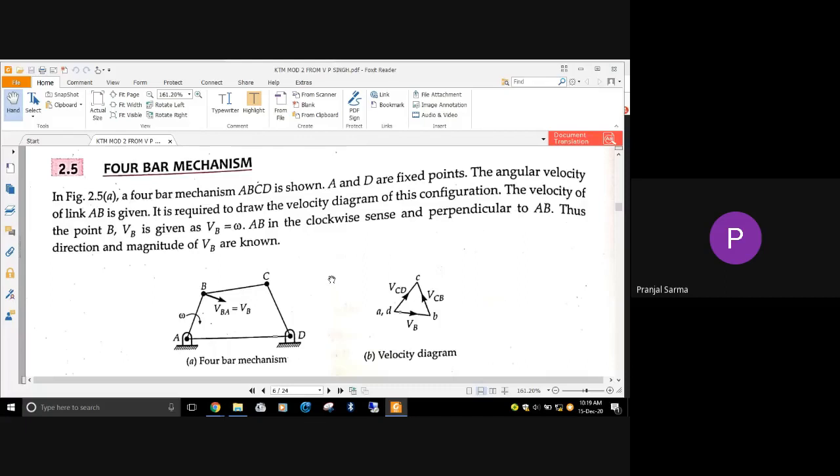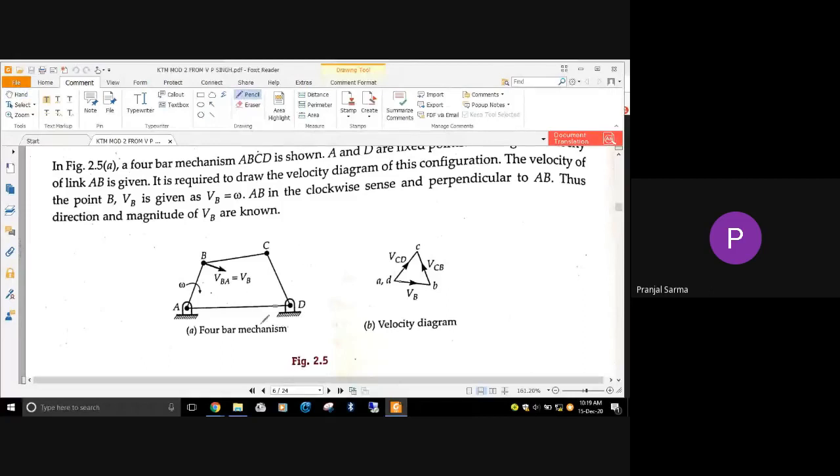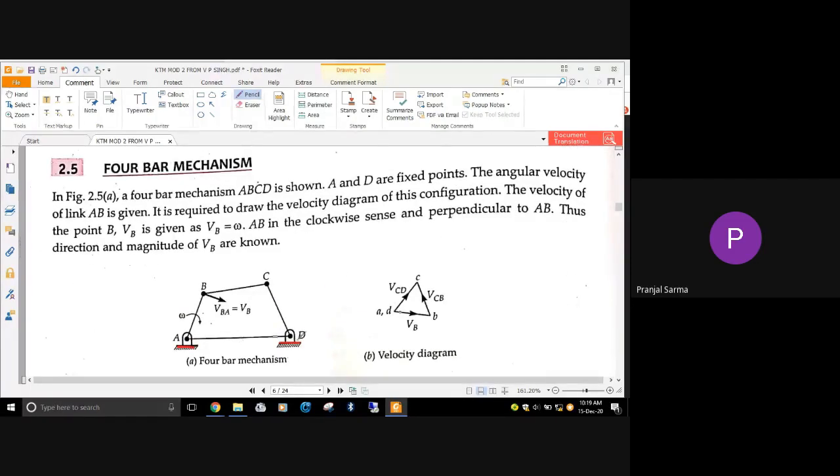Now in this particular figure, we have shown a four-bar mechanism, and here this position and this position are fixed. AB, BC and CD are the different bars, and AD is the fixed link, with hinge joints. All of you already know this. This four-bar mechanism ABCD is shown in the figure, and A and D are the fixed points. It has been given that omega is the angular velocity of link AB in the clockwise direction, and we have to draw the velocity diagram for this configuration.